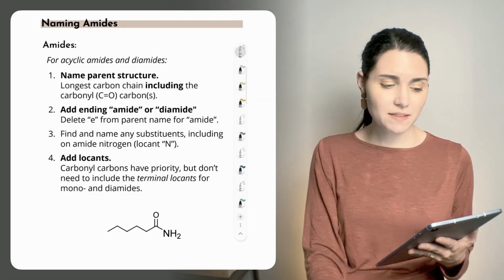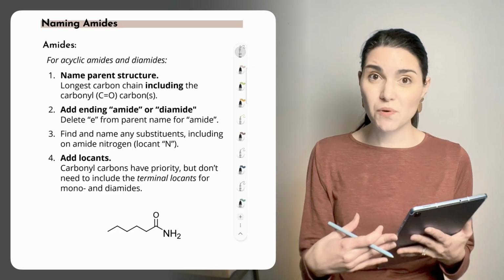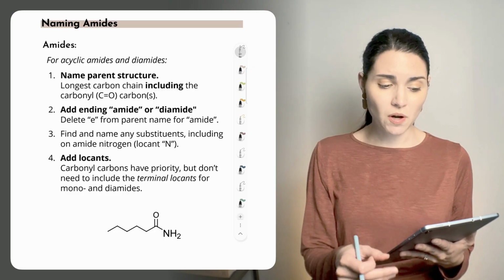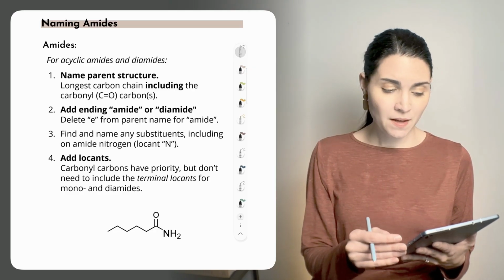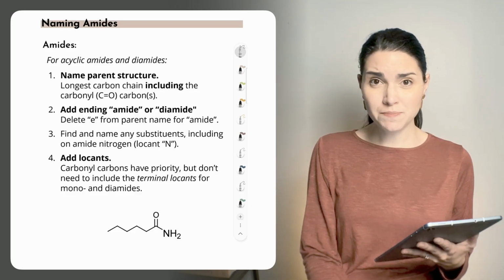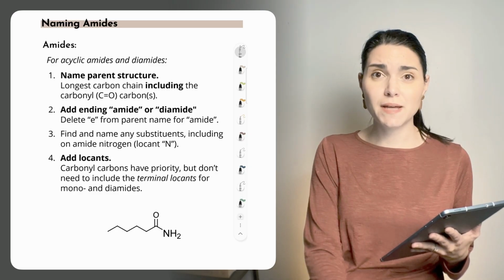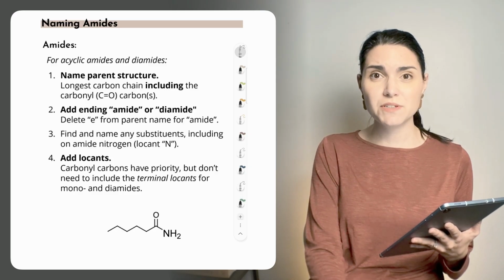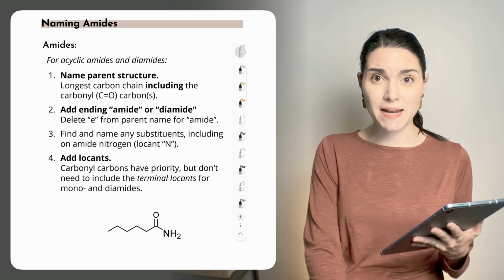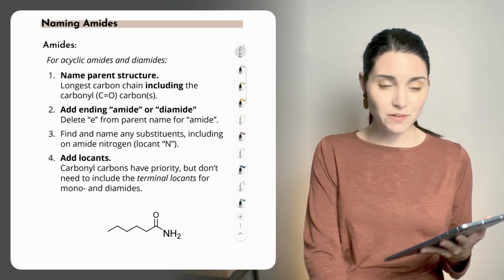To name an acyclic amide or diamide, here are the steps that you're going to follow. You're going to, of course, name the parent structure, so the longest carbon chain, including the carbonyl carbon, that C double bond O carbon. Then you're going to add the ending amide or diamide, depending on if you have one or two, and you'll drop the E from the parent structure name if you're just adding amide. Then you'll find and name any substituents on the main parent structure, as well as any substituents on the amide nitrogen atom. Remember, those get the locant N. And then you'll put all of those substituents in alphabetical order. And then you'll add locants.